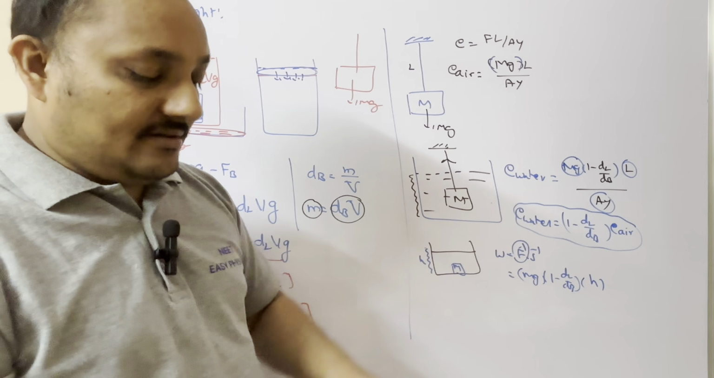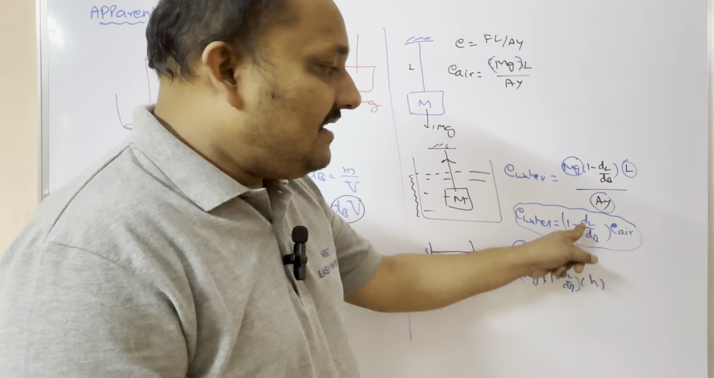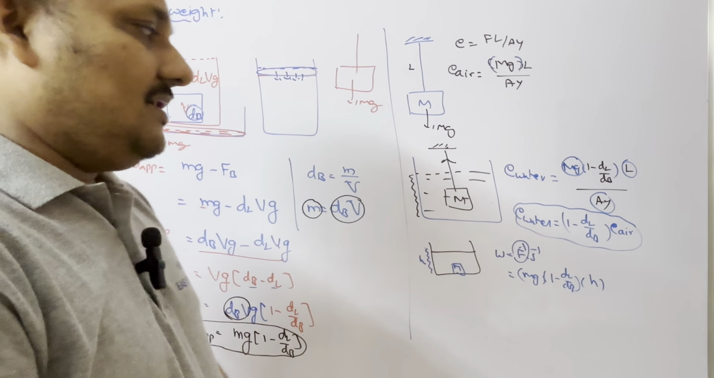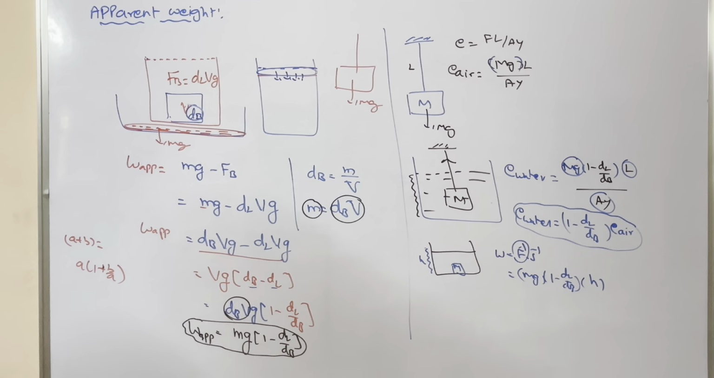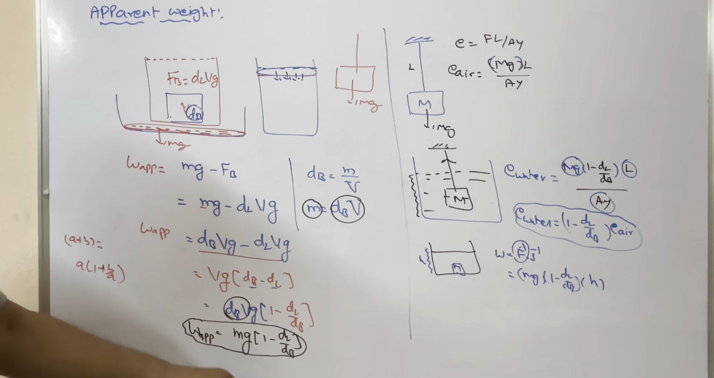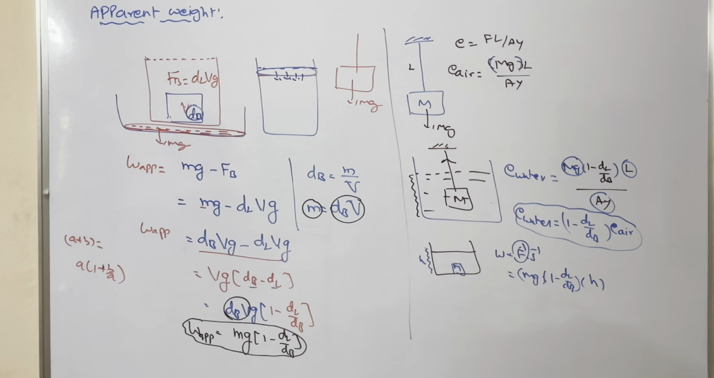This is the elongation. In water means density of liquid, we will write density of water, isn't it? So like this, they will give problems. The apparent weight equation is going to be very, very important.